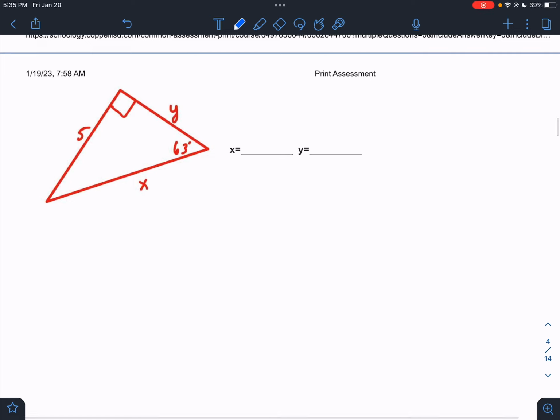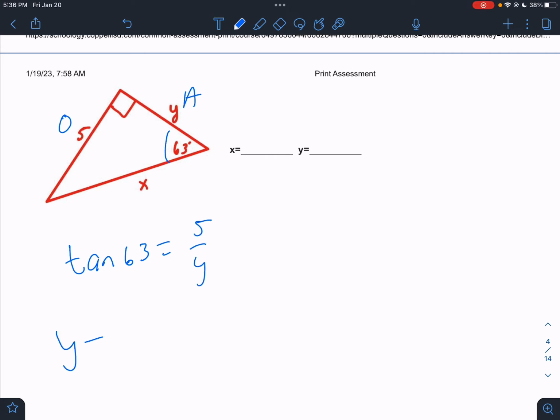Here we have two situations. We'll get y first. Opposite over adjacent to get y. So that would be tangent of 63 equals opposite over adjacent. So y equals 5 over tan 63. That's my y value, and that's 2.548.